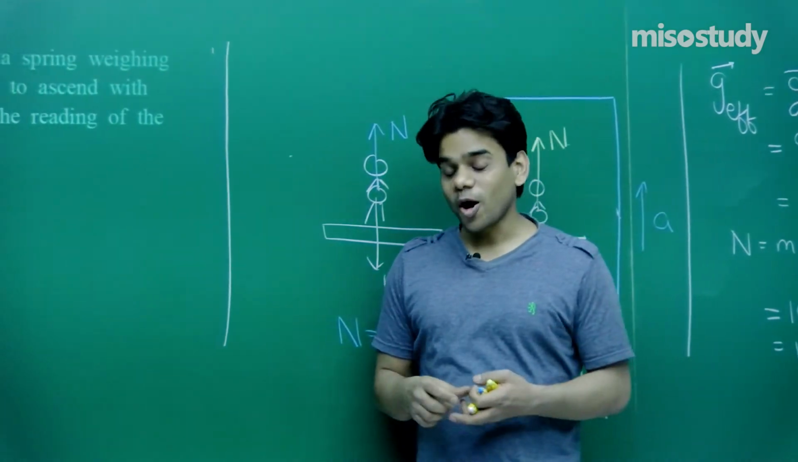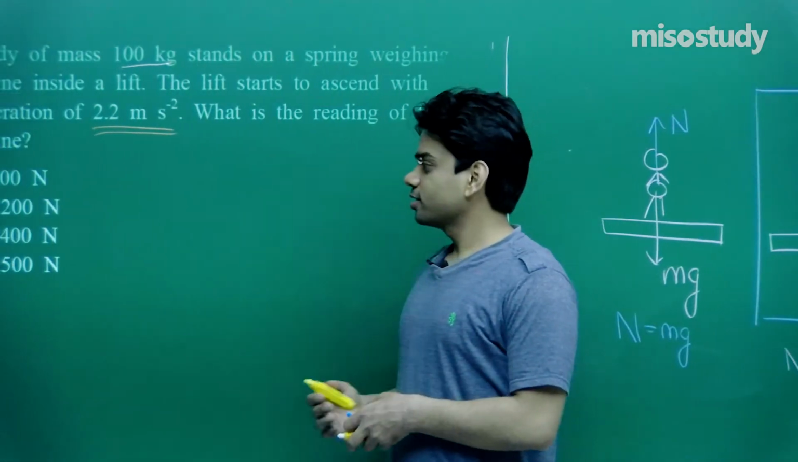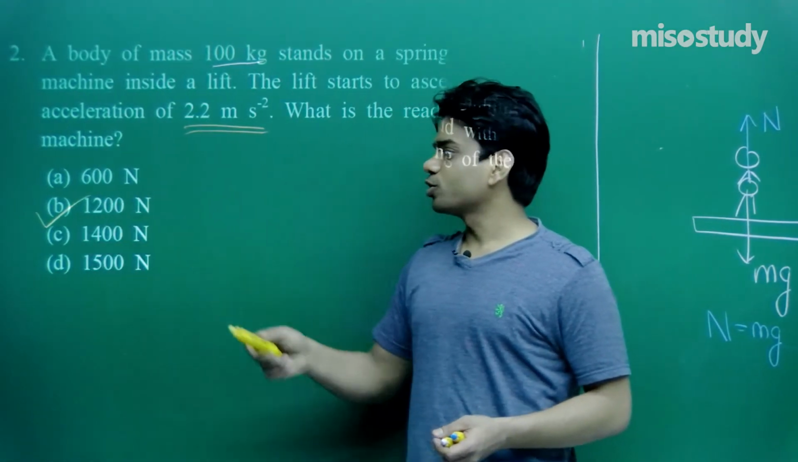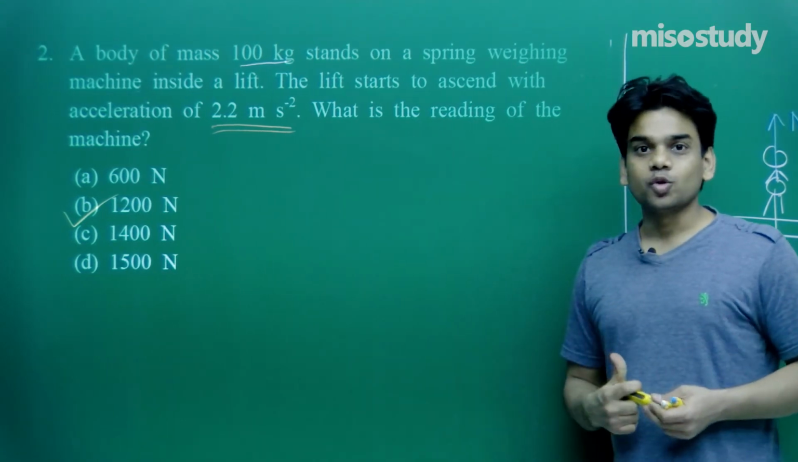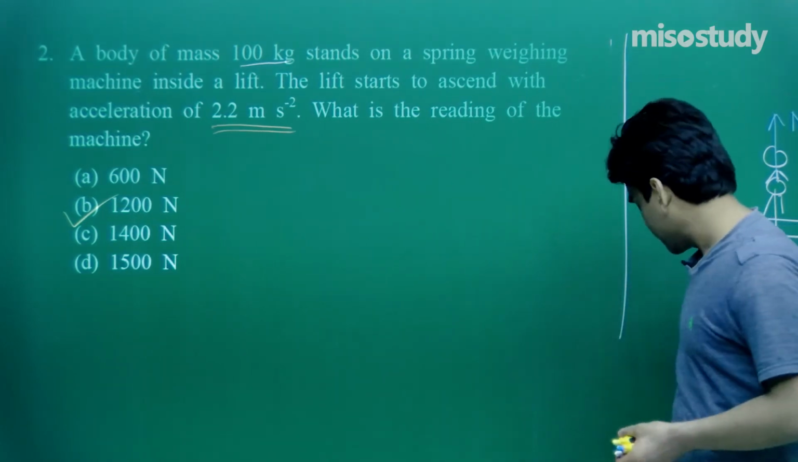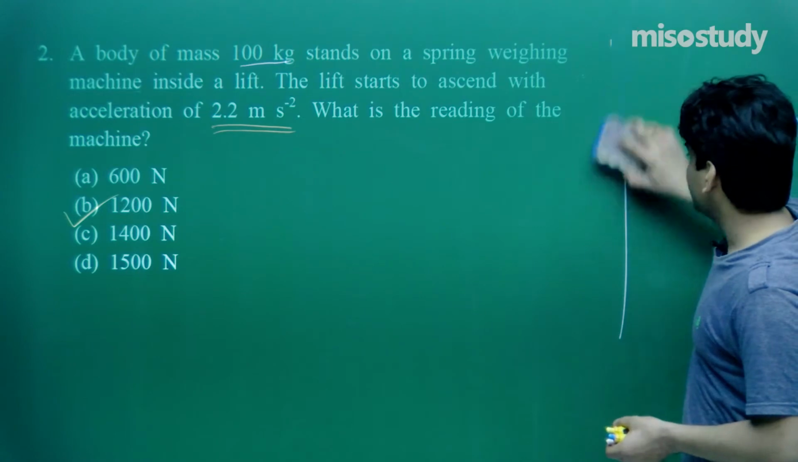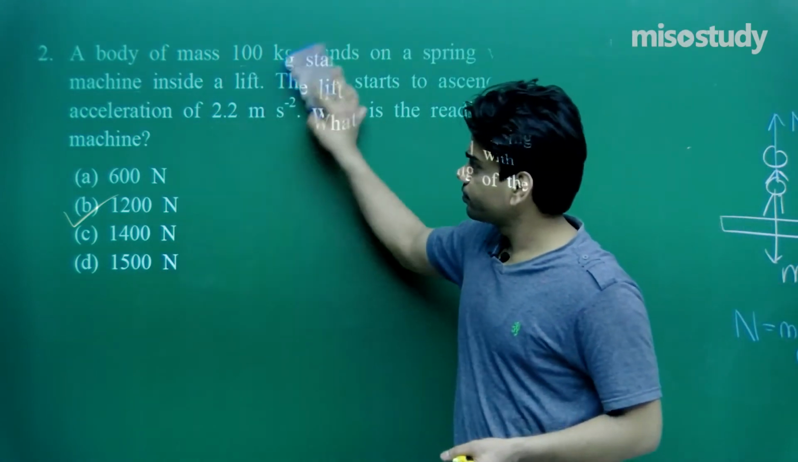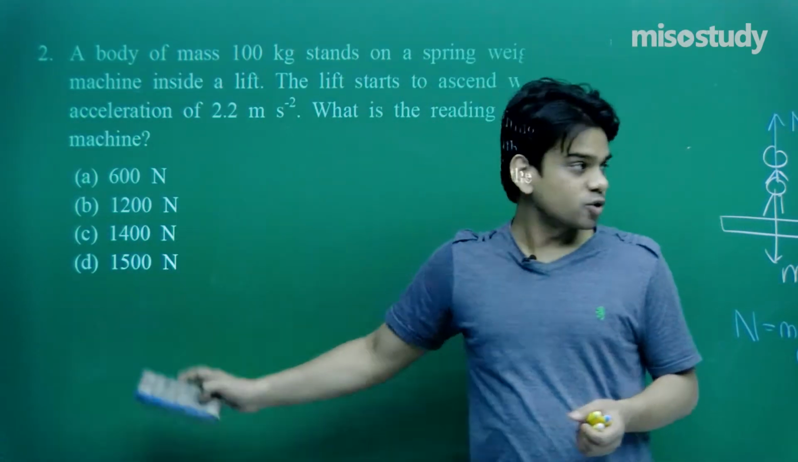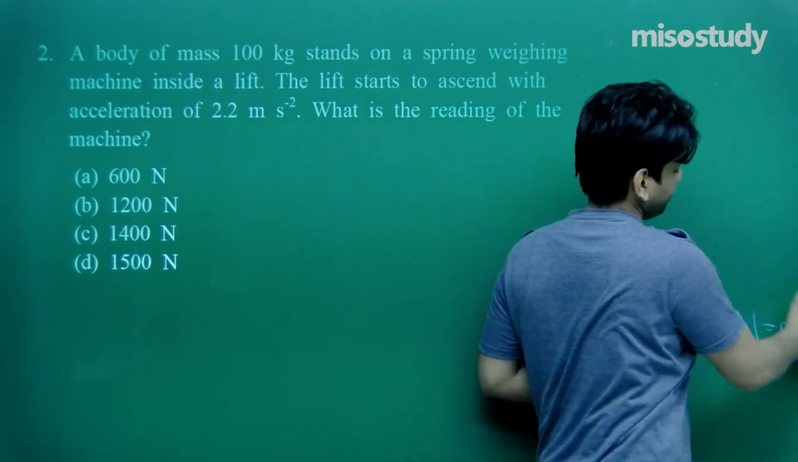So let's see the options. The option which matches is option B, that is 1200 Newton. So 1200 Newton is the right answer for this question. Let's go ahead with the next one.